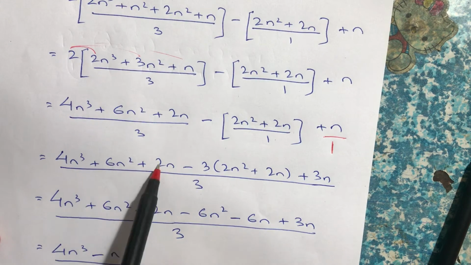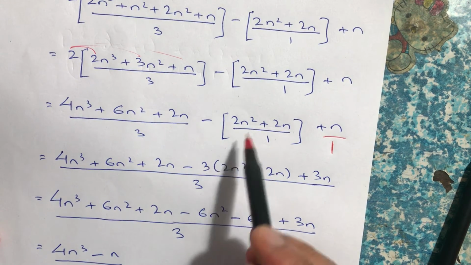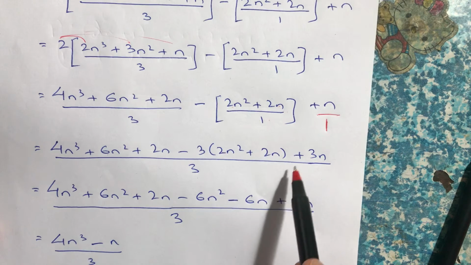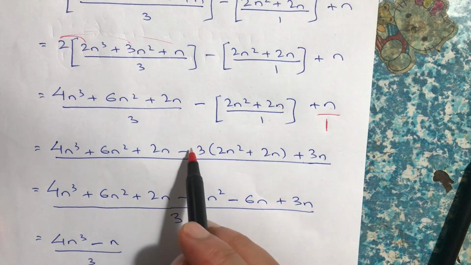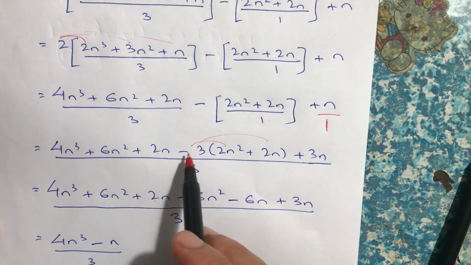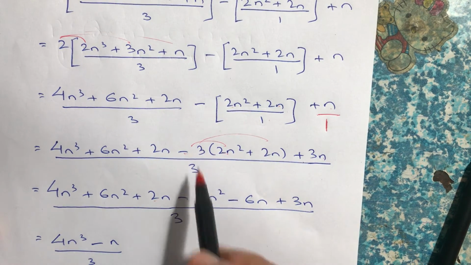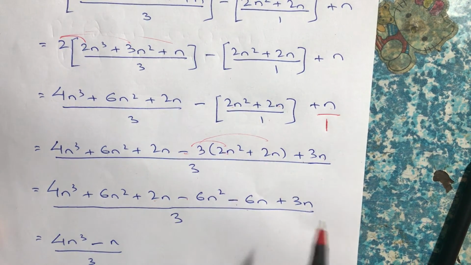3 1s are 3, this remains as it is, minus 1 3 is 3, 3 will multiply the entire 2n squared plus 2n plus 3 into n will give me a 3n. So now when I open the bracket, this remains as it is, minus into plus is a minus, 3 2s are 6, minus into plus is a minus, 3 2s are 6, over 3.